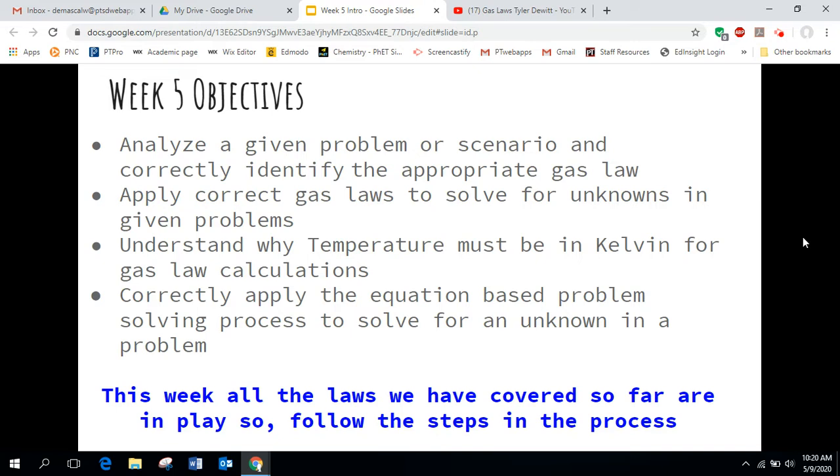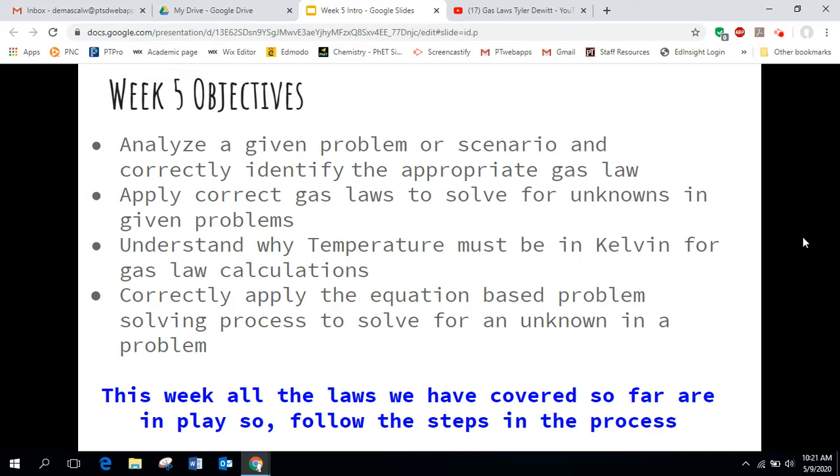All right, so what we want to do this week is analyze given problems or scenarios and make sure that you can figure out which gas law is best to use. Make sure that you are able to apply the right gas law to solve for an unknown, which you guys have been doing a pretty good job with. Pay attention to the details. Make sure that, again, you aren't replacing the P, V, N, and T variables with X for some reason. I know that's more comfortable. You're used to solving for X in math, but these variables have designations, so stick with those.